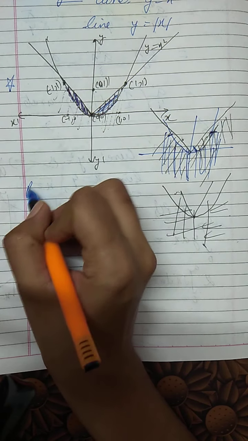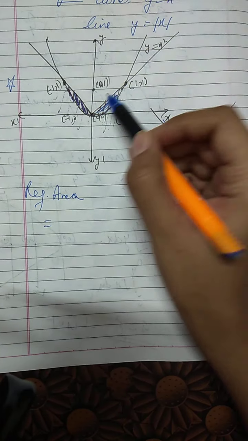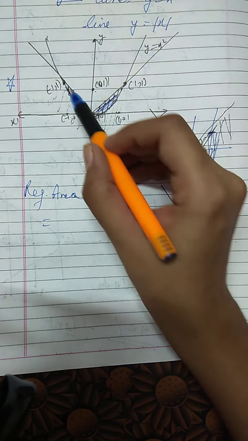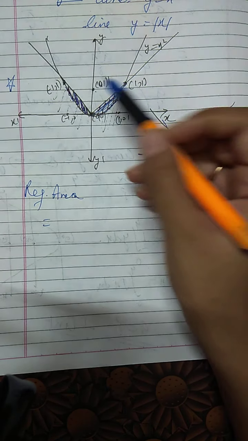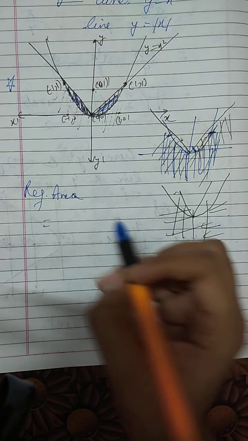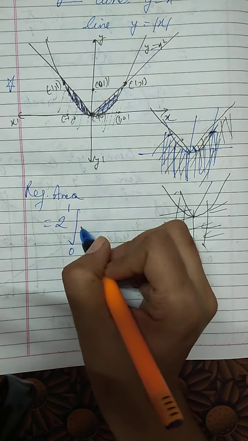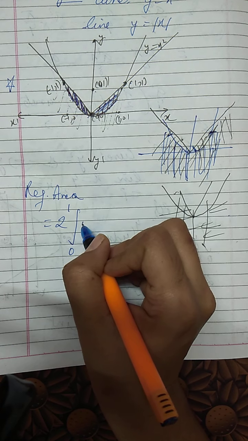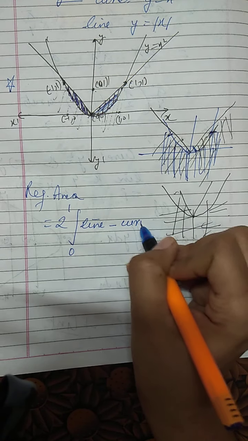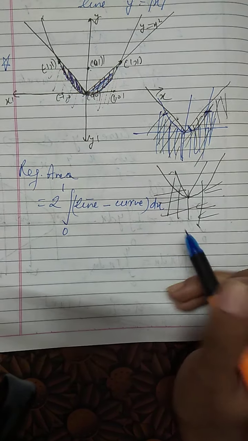So we will mention here required area. Required area, so the limits we can see here very clearly, it is 0 to 1 or minus 1 to 0. Our choice, we can take minus 1 to 0 also, or we can take 0 to 1, but we have to double it. It will be 2 times 0 to 1, okay? Area under the line minus area under the curve. So line minus curve we will do, okay?